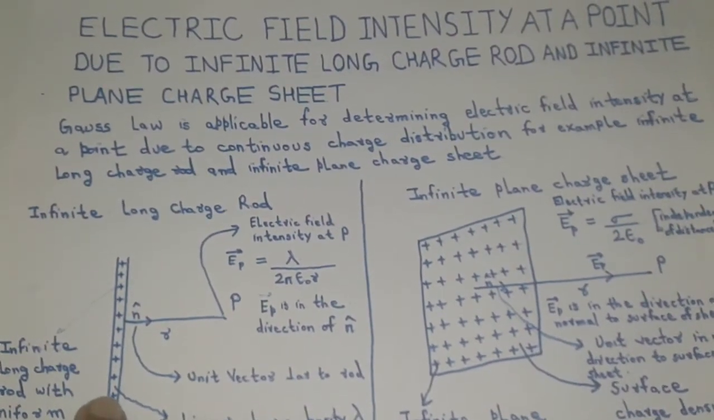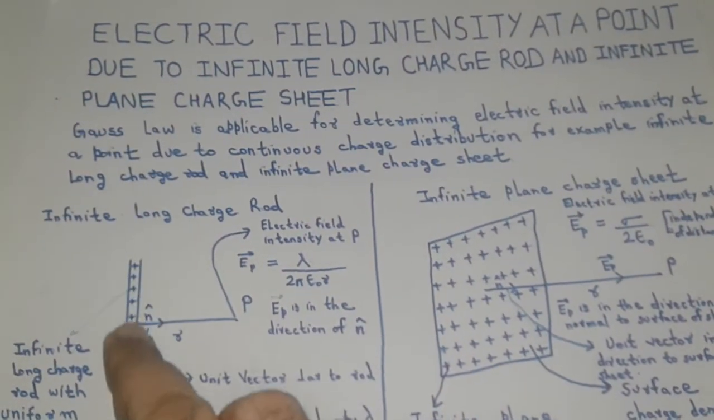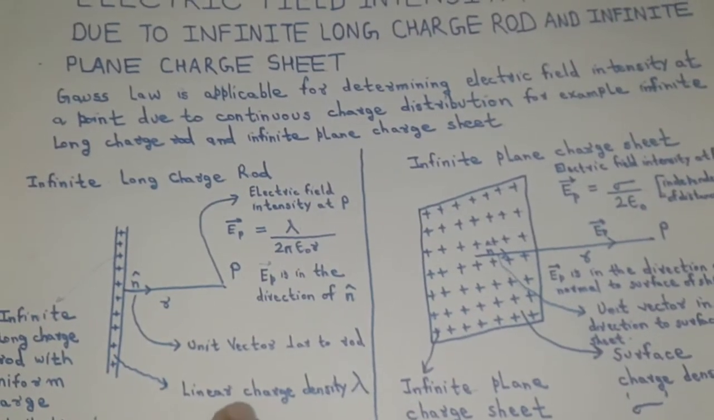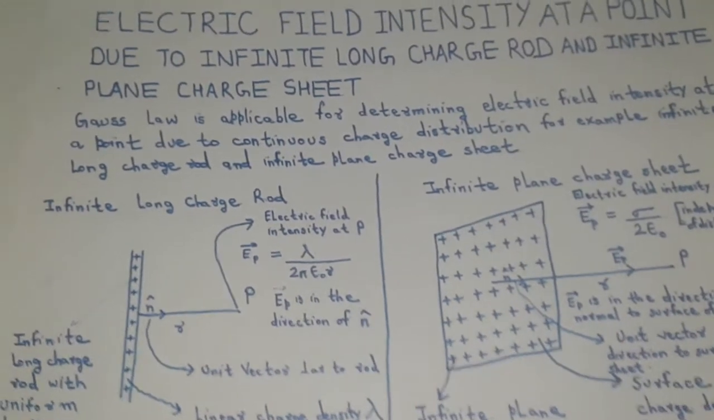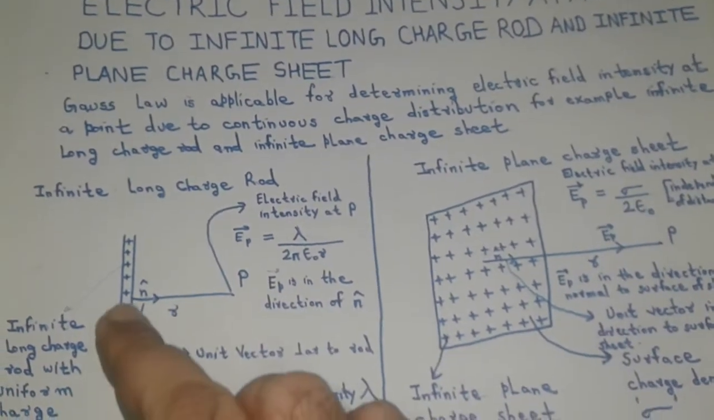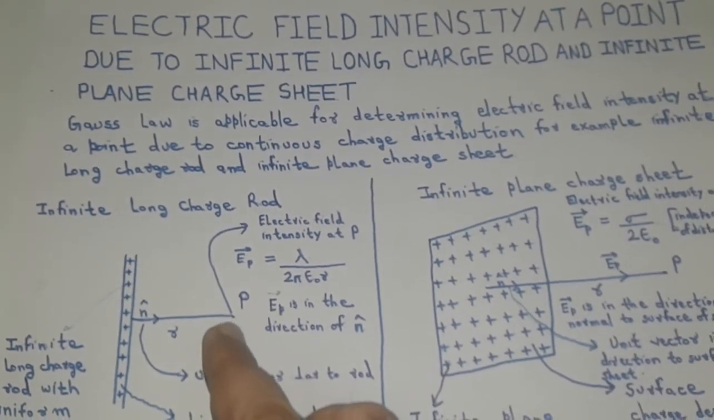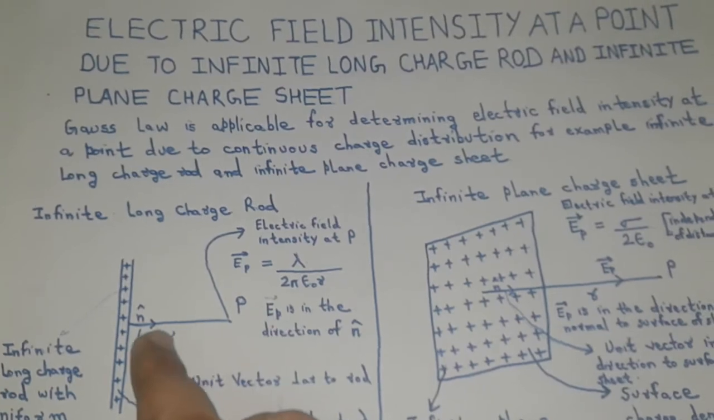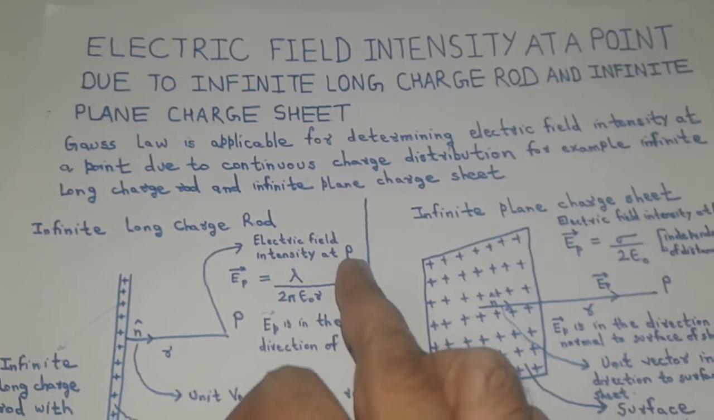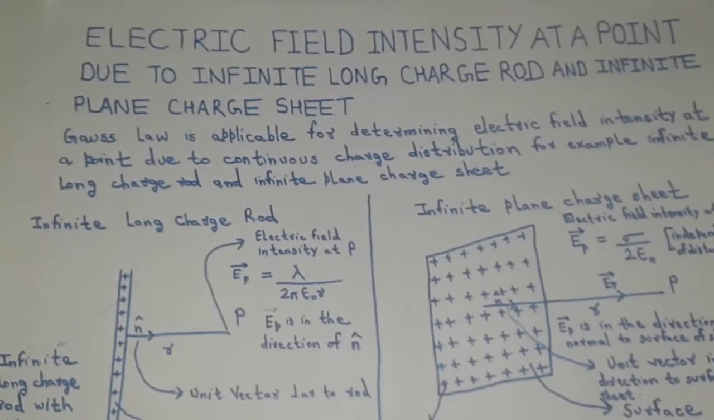So let us consider an infinite long charge rod with uniform positive charge distribution. Let lambda be the linear charge density of the rod. So lambda represents the magnitude of charge per unit length of the rod. The electric field intensity at point P, which is at a distance r from the rod, is given by EP equal to lambda upon 2 pi epsilon naught r.